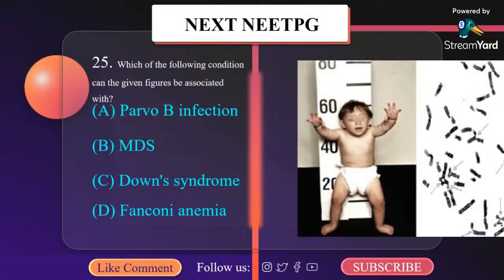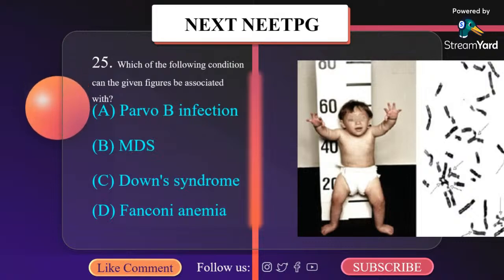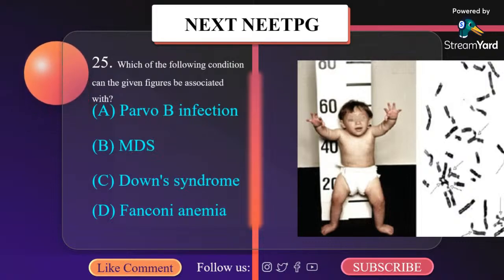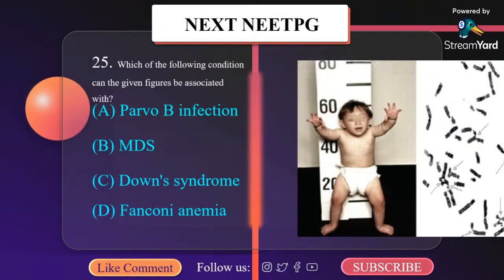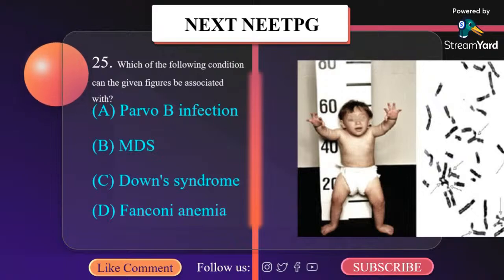Which of the following conditions can be associated with the figure? A. Parvo B19 virus infection, B. MDS, C. Down syndrome, D. Fanconi anemia. Child with short stature is there. Dislocated hips are there. Microcephaly is there. Broad nasal base is there. Epicanthal folds are there. Micrognathia is there, and thumb defect is there. Abnormal chromosome fragility on exposure to clastogens. So it is seen in Fanconi's anemia.